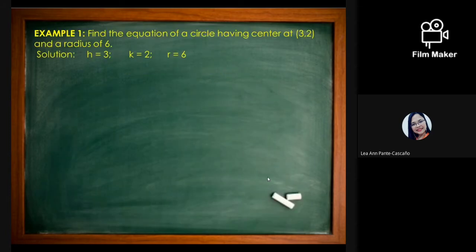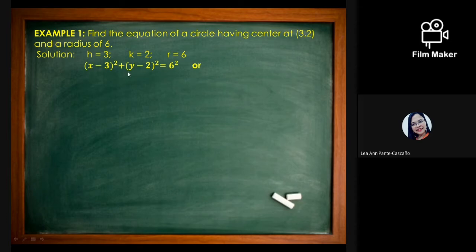Let's have an example for the standard form of the equation of a circle. Find the equation of a circle having the center at (3, 2) and the radius of 6. So the first thing we should do is to identify the values of h and k, and the radius. As I said earlier, h is the first number in the coordinate, which is the x coordinate. So we have 3 for h, and k is 2. So h equal to 3, k equal to 2. Then the radius is 6.